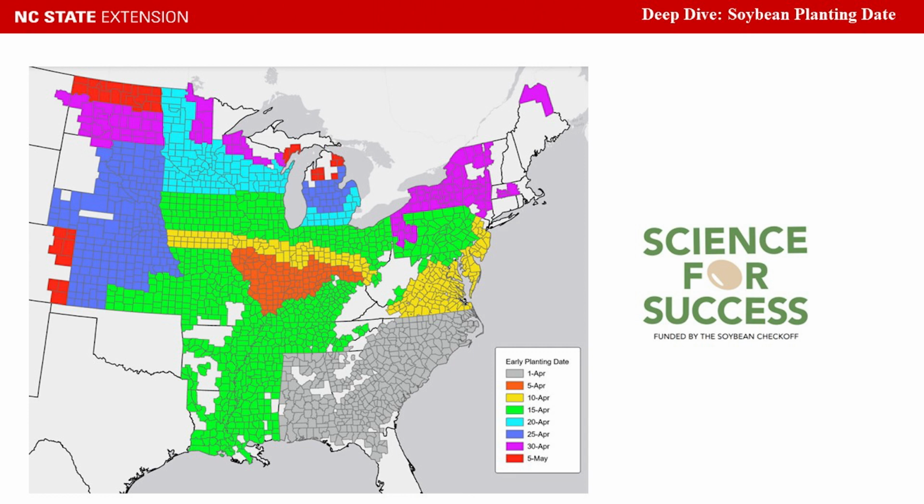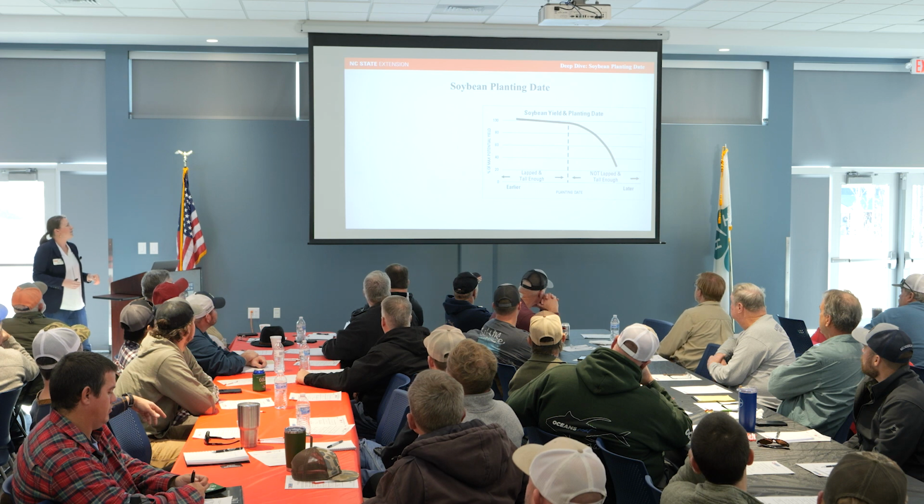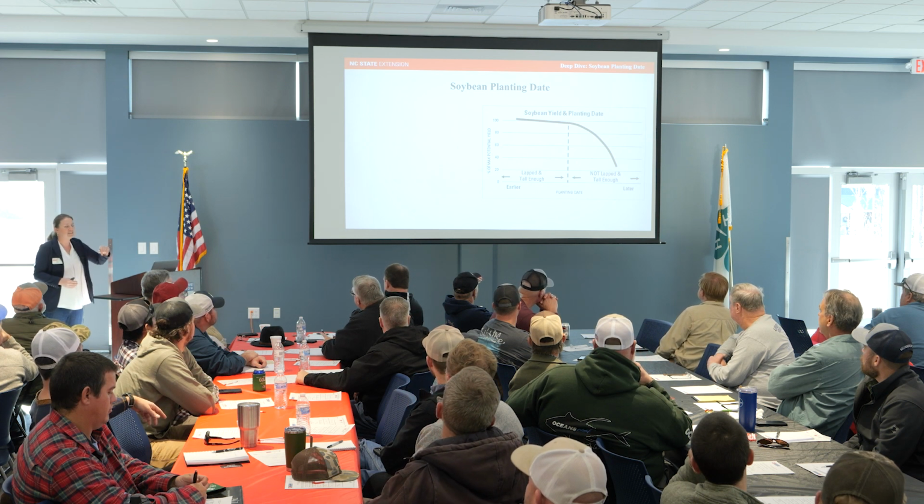Yes, there's a lot of information in the ag media. Yes, we've gotten some policy change to try to facilitate earlier soybean planting dates, but what planting date should we actually be using in our different environments? So to go back to the fundamentals, who remembers this graph?